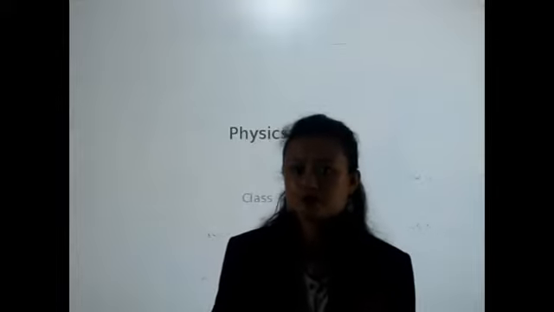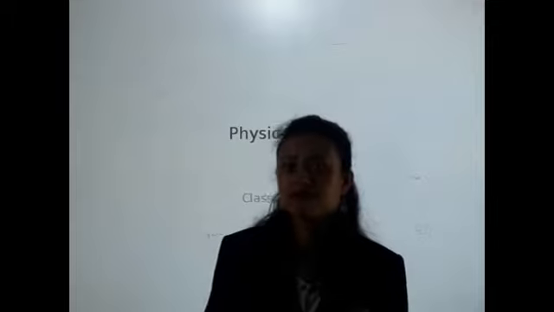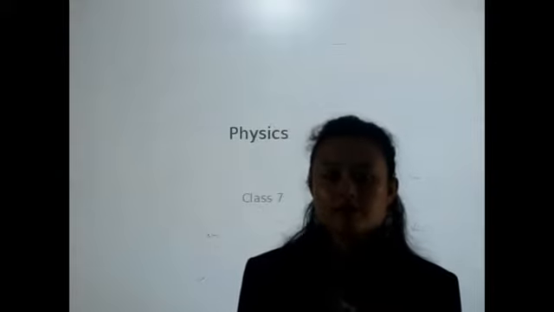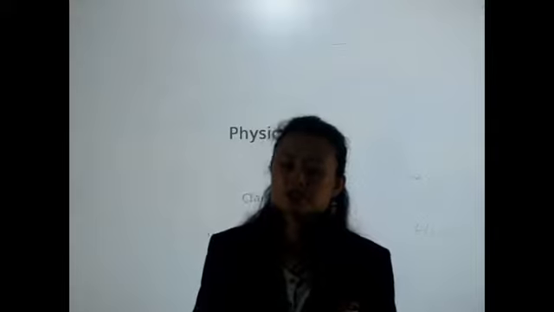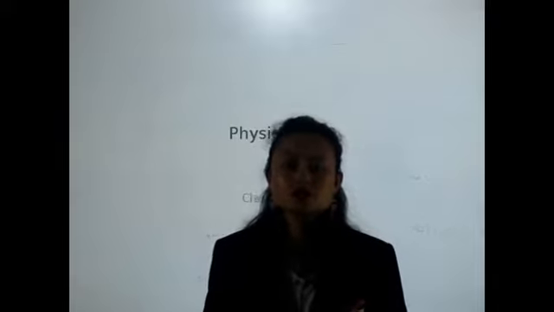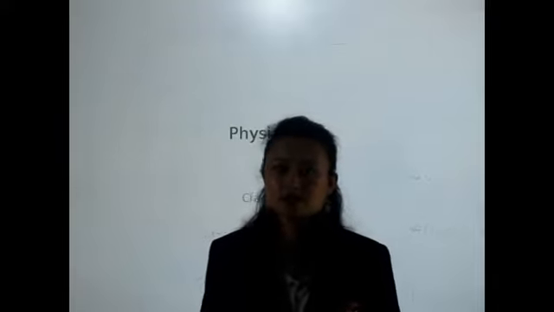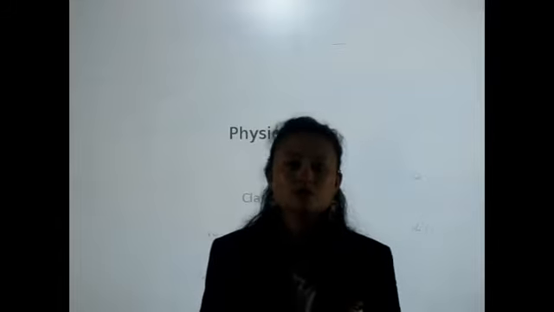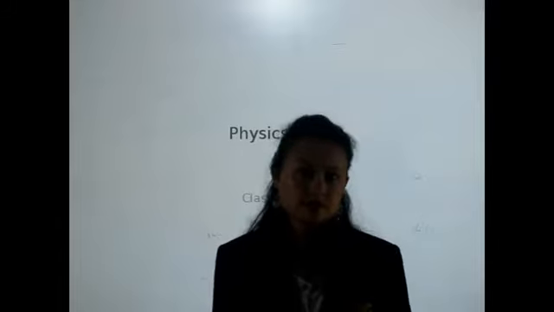Kinetic energy depends upon two factors: mass and velocity, and the expression for kinetic energy is half mv square. And potential energy also depends upon two factors: one is mass, the other is height. The expression for potential energy is mgh.